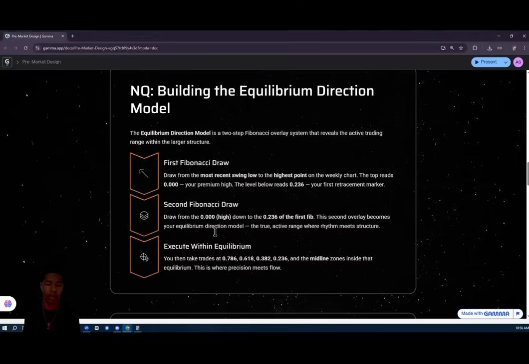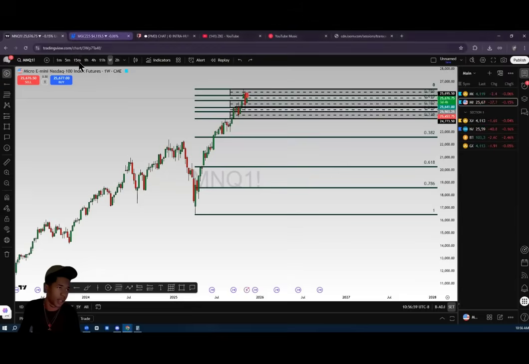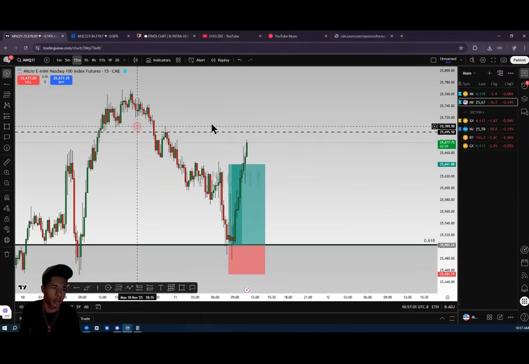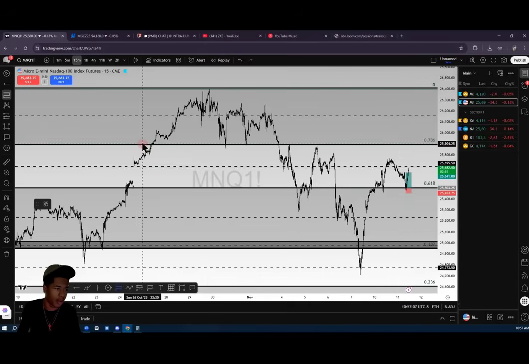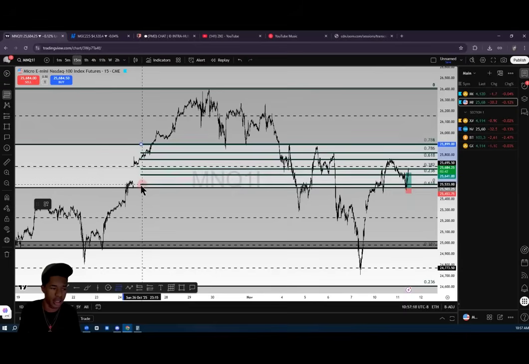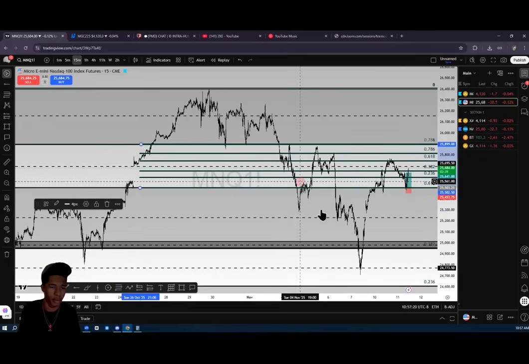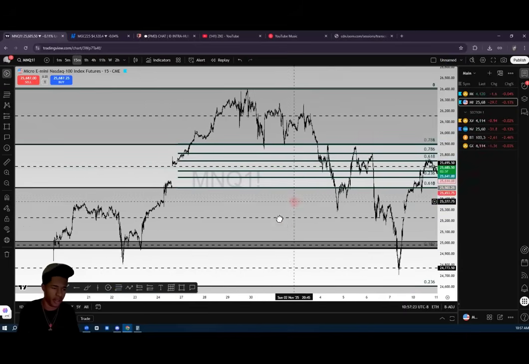It says execute with equilibrium. You take trades at the 786, 618, 382, and 236, and the midline zones inside that equilibrium. This is where precision meets flow. And that's why I call the other way that I trade the model kind of like the order flow model, because that's what it is. Within the spaces in between, you're able to draw out another Fibonacci, because the Fibonacci is based on a macro Fibonacci, which is based on a macro range. The equilibrium of that range should always be respected with anything in between, meaning that these levels are not random. So stuff like that.